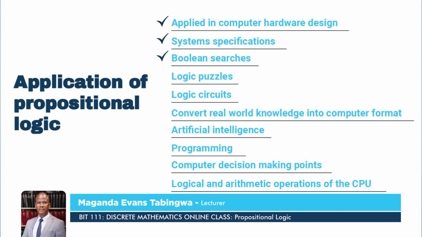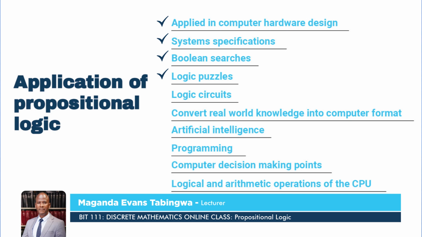We have what we call Boolean searches. Boolean is also the mathematics of ones and zeros. So when you are making a search of true or false, you'll also apply propositional logic. Then we have logic puzzles. We have representation of real world knowledge into computer knowledge. Then in artificial intelligence, propositional logic is a very important, critical knowledge for you to acquire. In programming, in terms of data structures and computer decision-making points, for example in an algorithm, when you are trying to evaluate the next step of decision, you will need to use propositional logic.